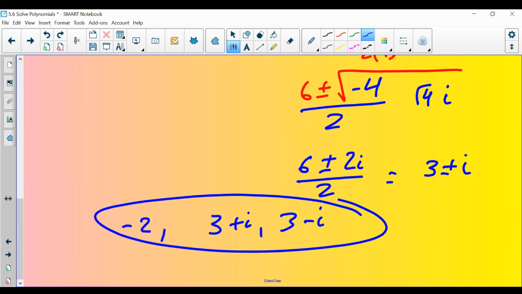So that is section 5.6. That is our finale for chapter 5. Please make sure you're practicing these. Please ask questions when you get stuck, because you probably will. This is a difficult section. And let me know what questions you guys have. Thank you.